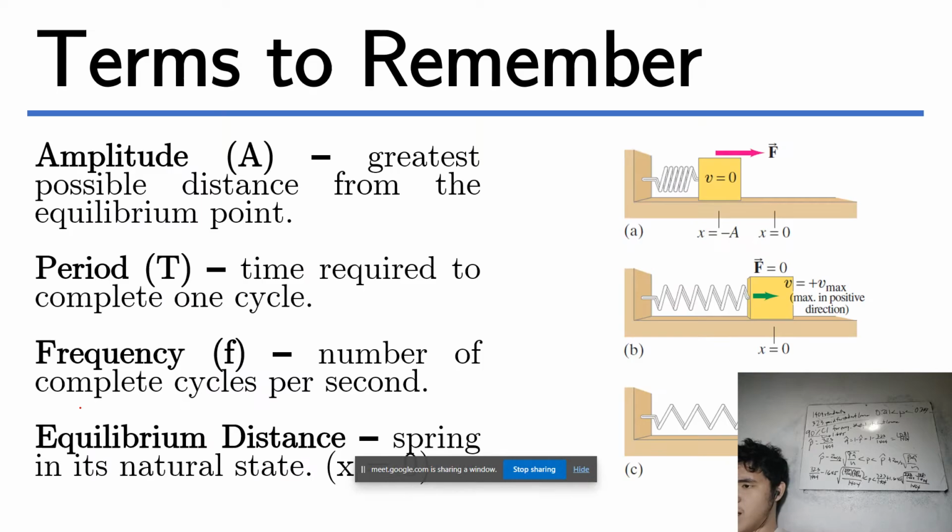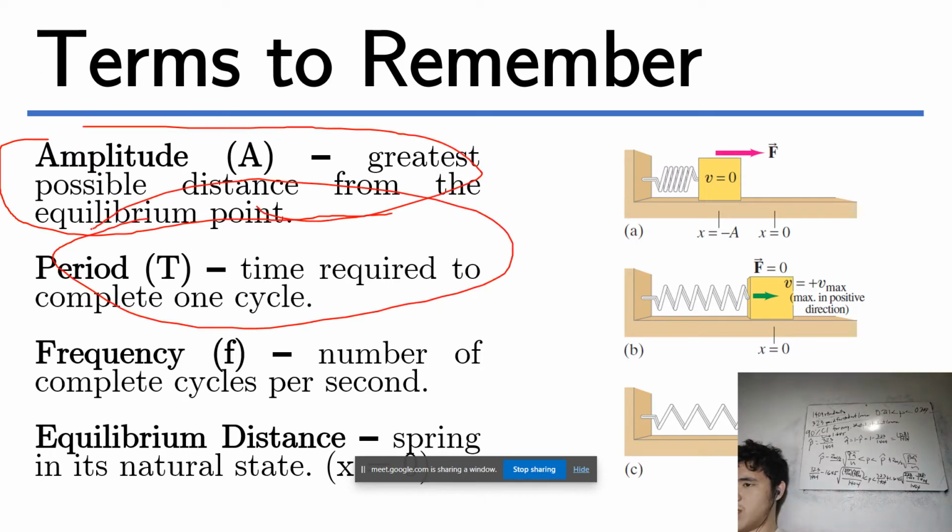Basta alam natin, katulad na ginagawa natin for the past few times: amplitude, greatest possible distance; period, time to complete one cycle; frequency, number of complete cycles per second; equilibrium distance, the spring at its natural state, no?